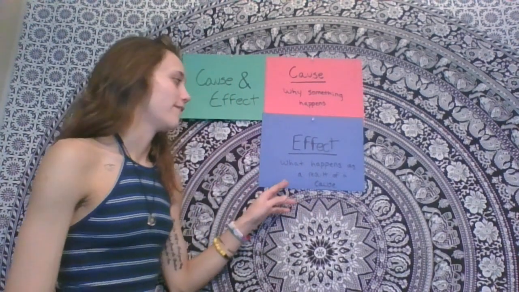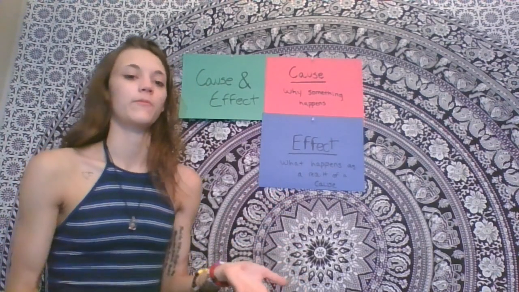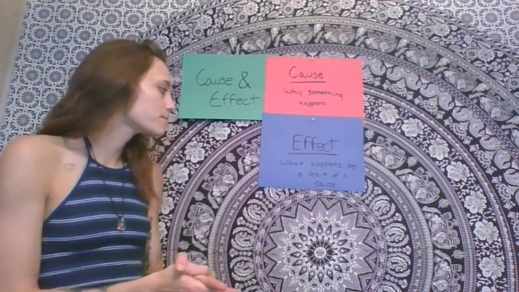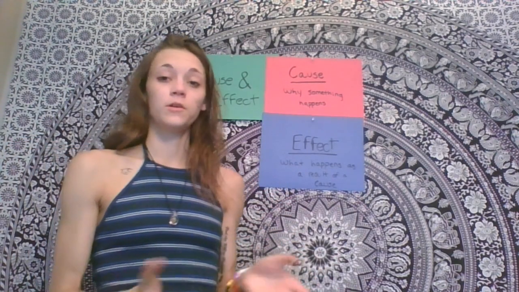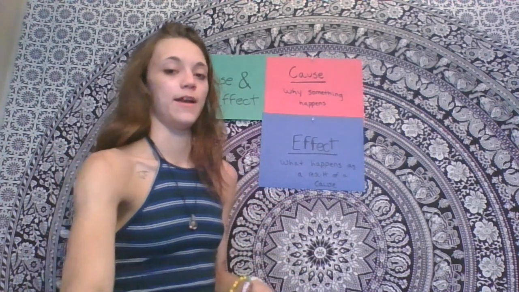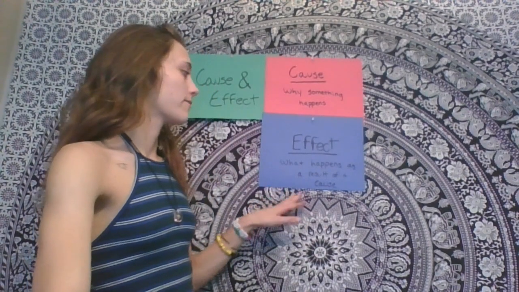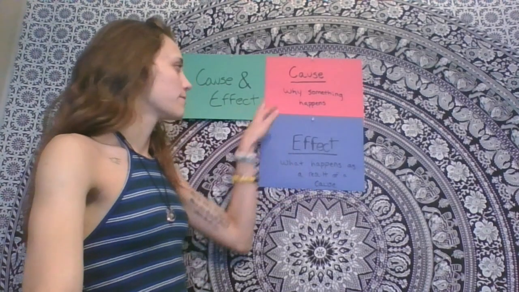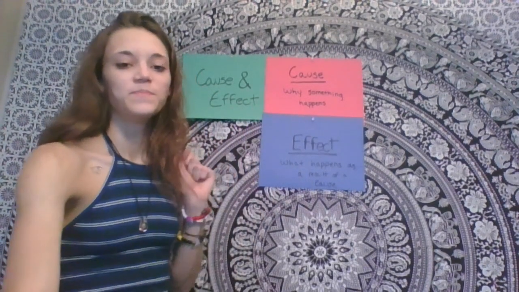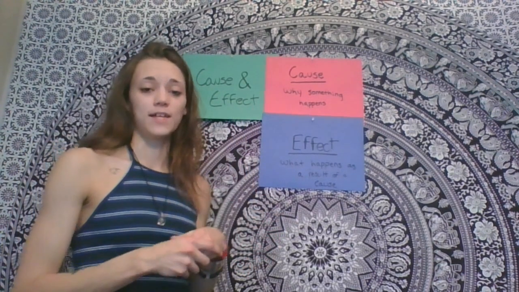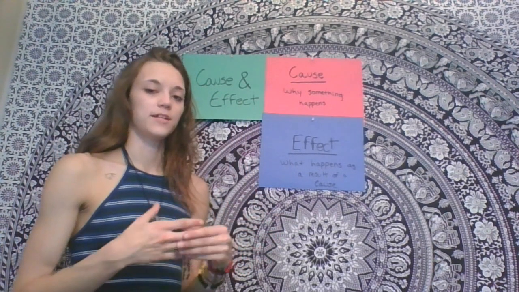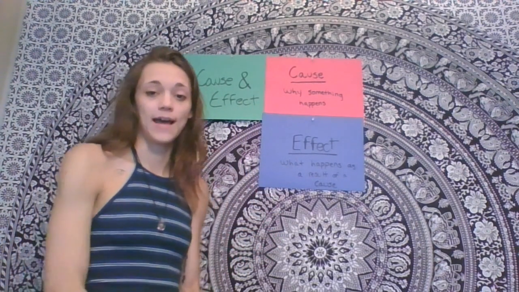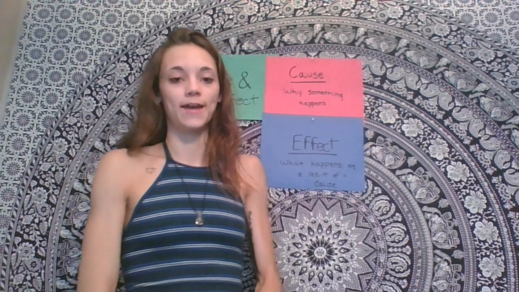An example of an effect: you don't wake up and you are late for school, or you wear a jacket outside. All of these are effects, or something that happens as a result of something else. Identifying these cause and effect relationships helps us as readers understand why certain things happen, such as maybe why a disaster happens in a story or why a character feels a certain way.